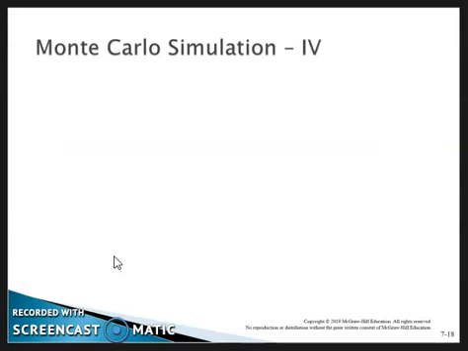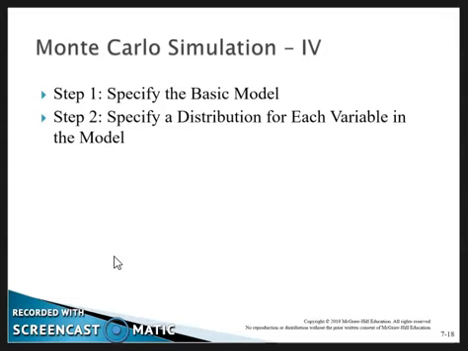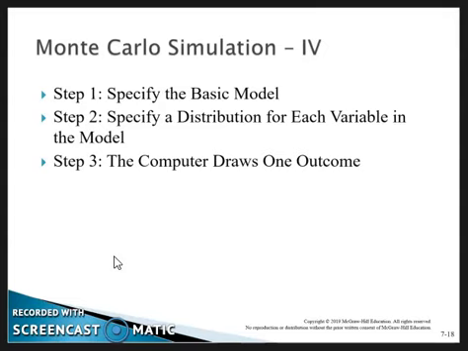So in Monte Carlo simulation, the first thing we do is specify the basic model. Then the critical part, we specify a distribution for each variable in the model. For example, in investments, we like to assume that returns are normally distributed. Normal distributions are easy to work with, but they can also create their own problems. Again, specifying the distribution is a very critical step. So the computer will draw an outcome just like drawing a card, and then repeat the procedure.